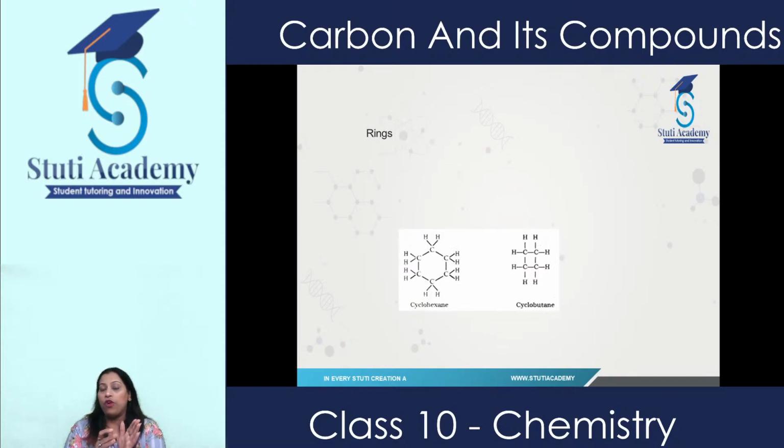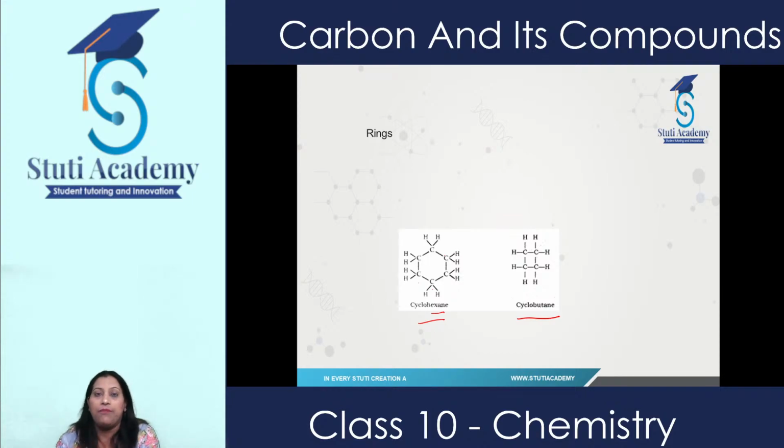Now, apart from straight chain and branch chain, it forms rings also. And how can it form rings? Let's look at the examples of these ring kind of structures. See, this is cyclohexane. Hexane means 6. It means 6 carbons are present. 1, 2, 3, 4, 5, 6. And each carbon combines with other carbon due to this catenation property, which results in the formation of ring type structure. And if we look at this cyclobutane, it also forms a ring like structure.